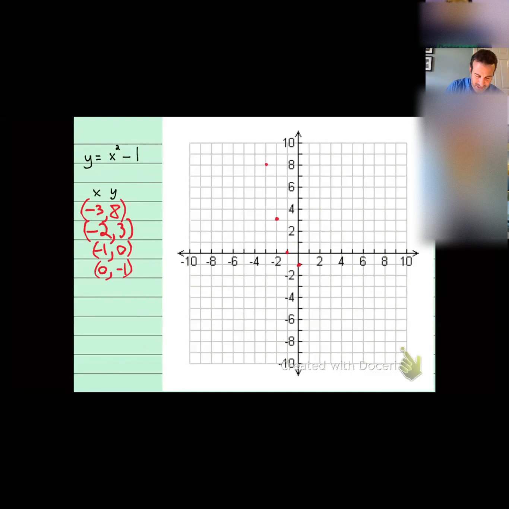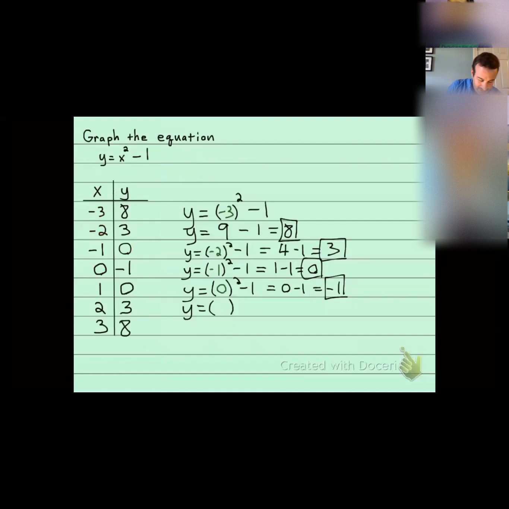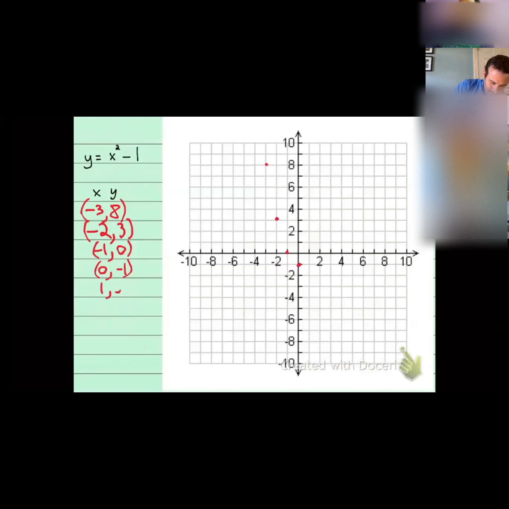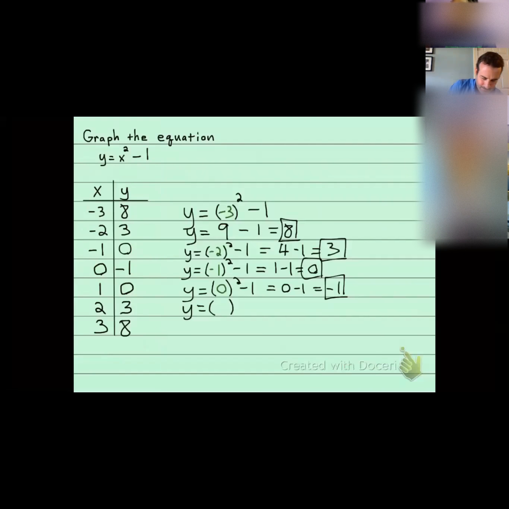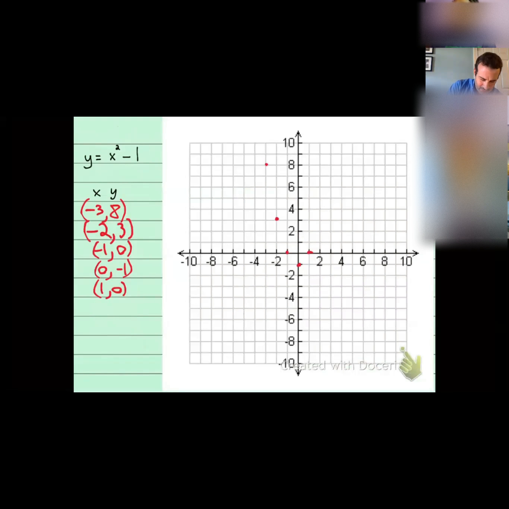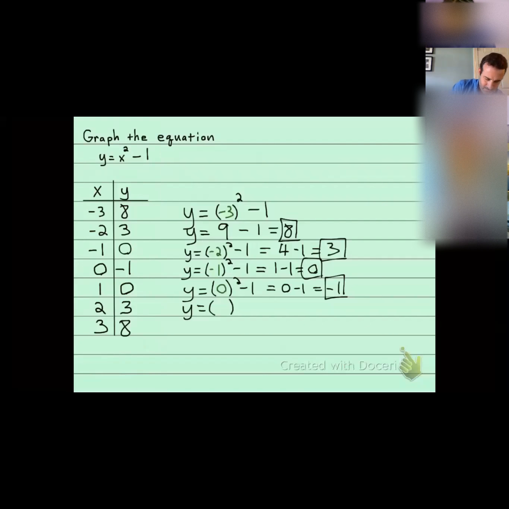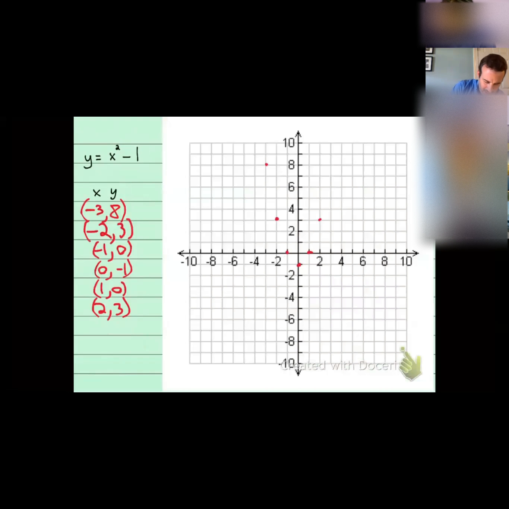And you're starting to see how this smiley face shape is going to happen. 1, 0. Right here. 2, 3. And 3, 8.